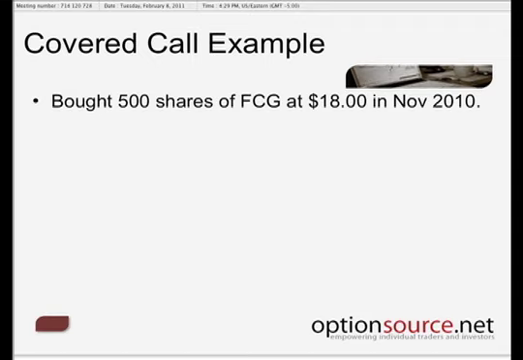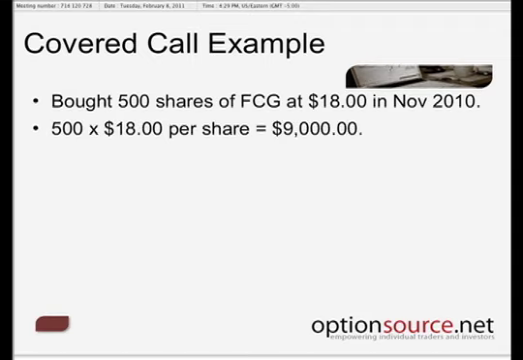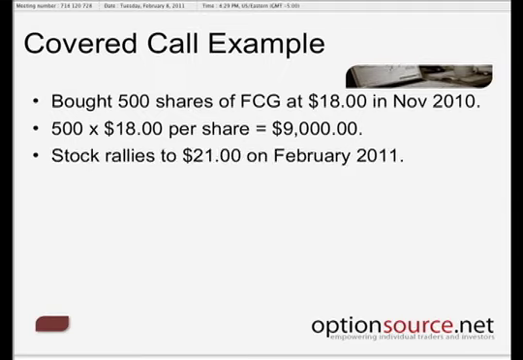So you originally bought it back in November at $18. Let's say you bought 500 shares, and so you paid $9,000 for that ETF position, and let's say it rallies up to $21 over the subsequent couple of months. So now here we are in February, and the ETF's at $21, and you're sitting on $1,500 profit, a very nice $3 per share.